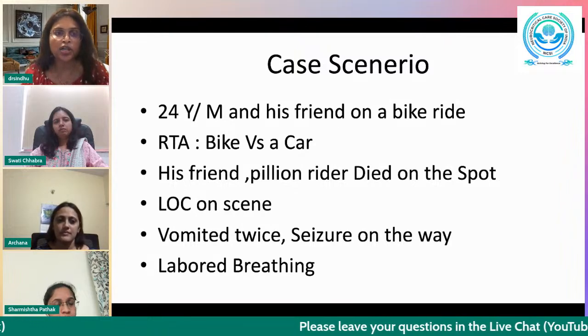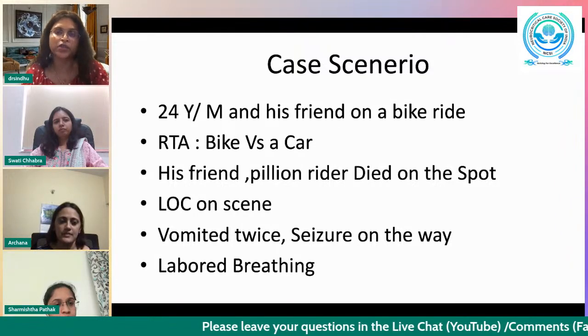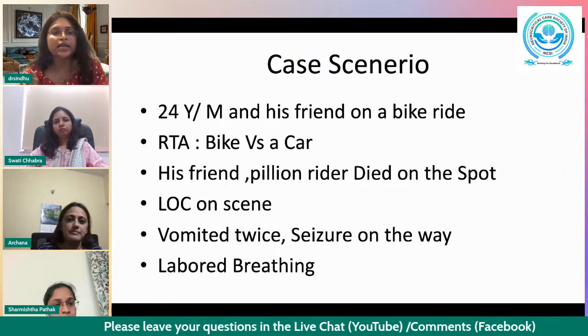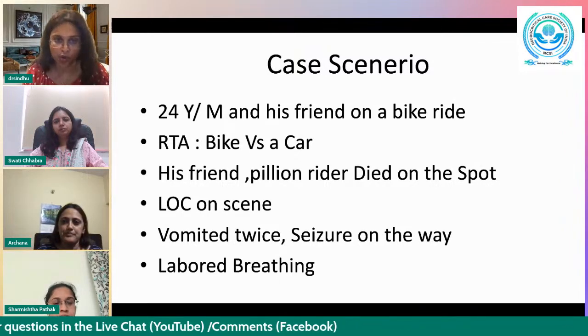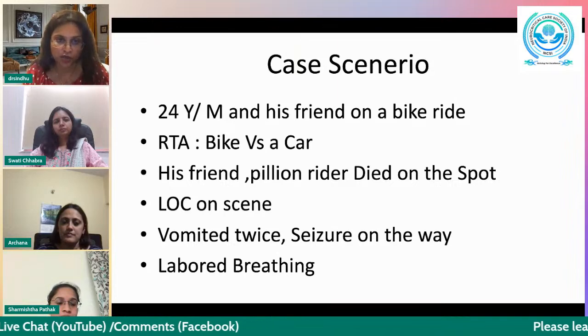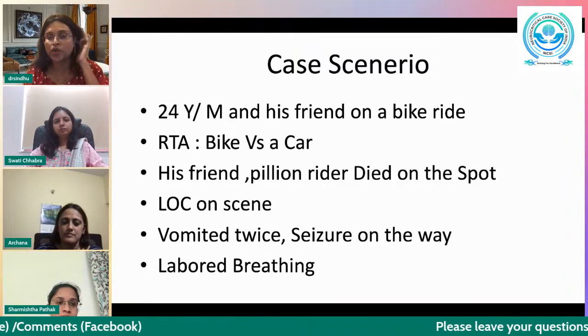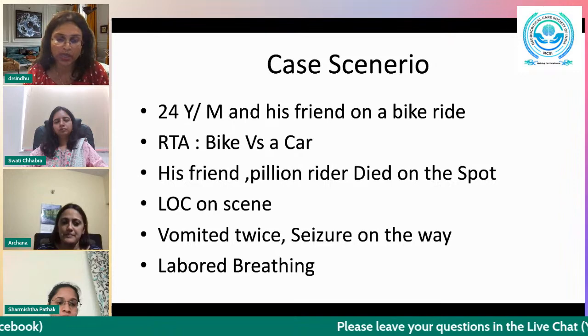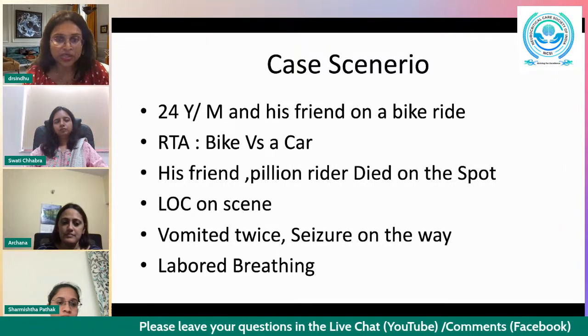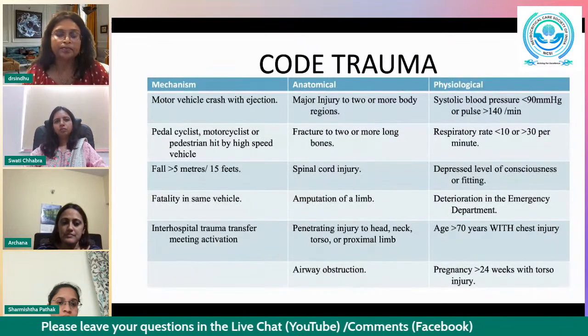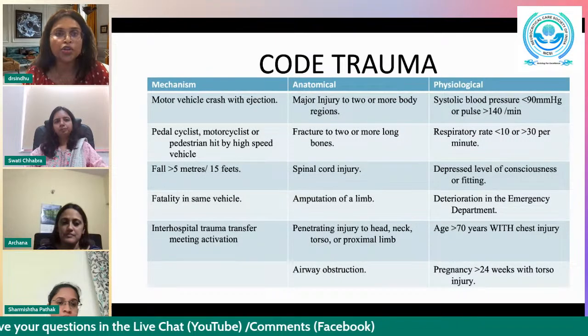Another case scenario: a 24-year-old male and his friend were going on a bike ride, and the bike hit a car. His friend, who was a pillion rider, died on the spot, and this patient had loss of consciousness on scene. He vomited twice, and he also had seizures on the way, and he's having labored breathing. As you can see, this is a dangerous mechanism of injury. So this calls for a code trauma.